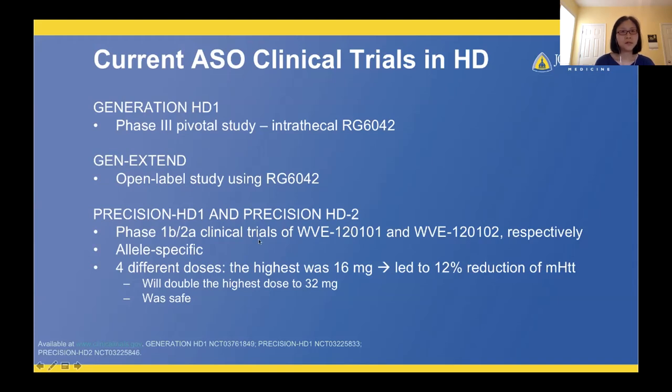They tried four different doses, and the highest dose was 16 milligrams. And that led to 12% reduction of mutant huntingtin. So, if you recall, the Roche study had 40% lowering. But of course, that was at 90 milligrams and 120 milligrams. So it's basically not directly comparable. But given that this allele-specific drug was safe and did lead to 12% reduction at their highest dose of 16 milligrams, they're doubling the highest dose to 32 milligrams now. And they'll see what happens with that.